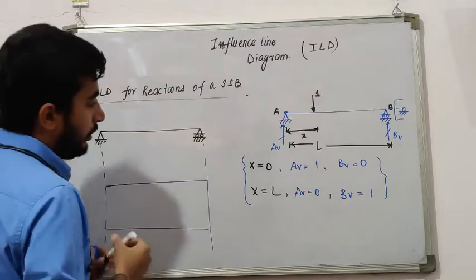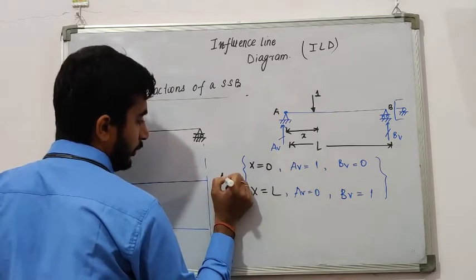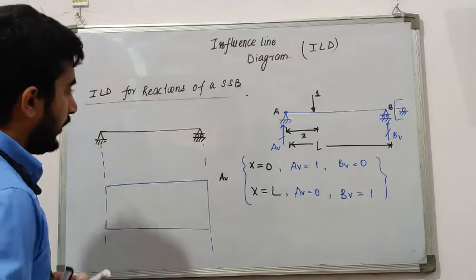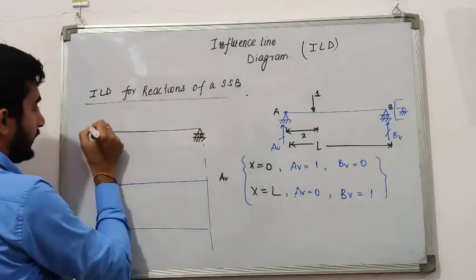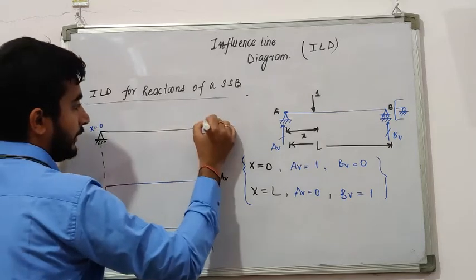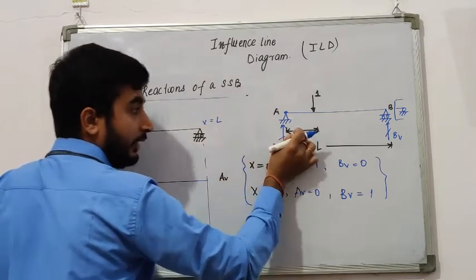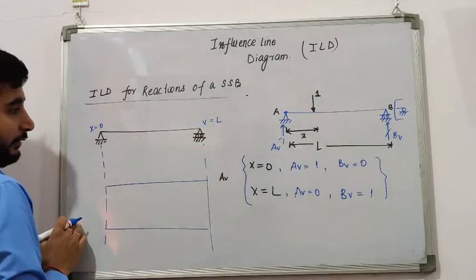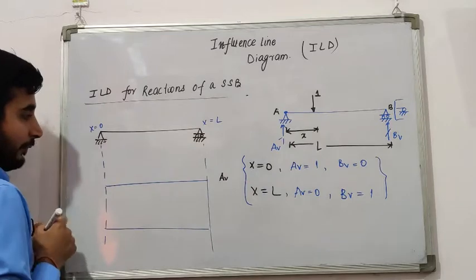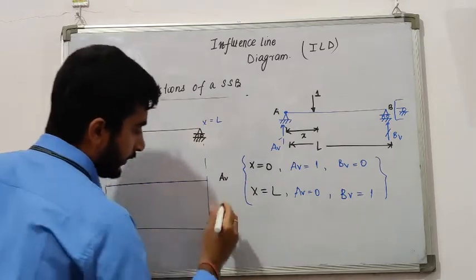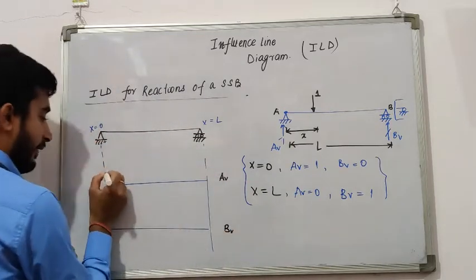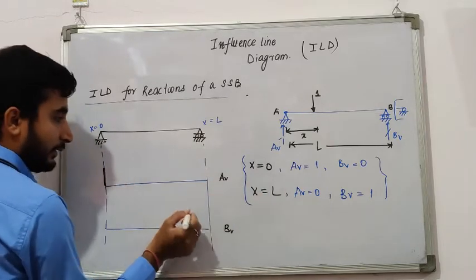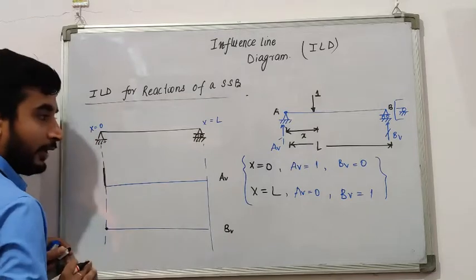So if I talk about the response of the reaction, for x equal to 0, remember this is x equal to 0 and this is x equal to L. From this figure, x was starting from here, it is 0 here and L here. So x equal to 0, x equal to L. For x equal to 0, AV has to be 1. So this is for AV, this is for BV. So AV has to be equal to 1. And BV has to be 0 for this value.